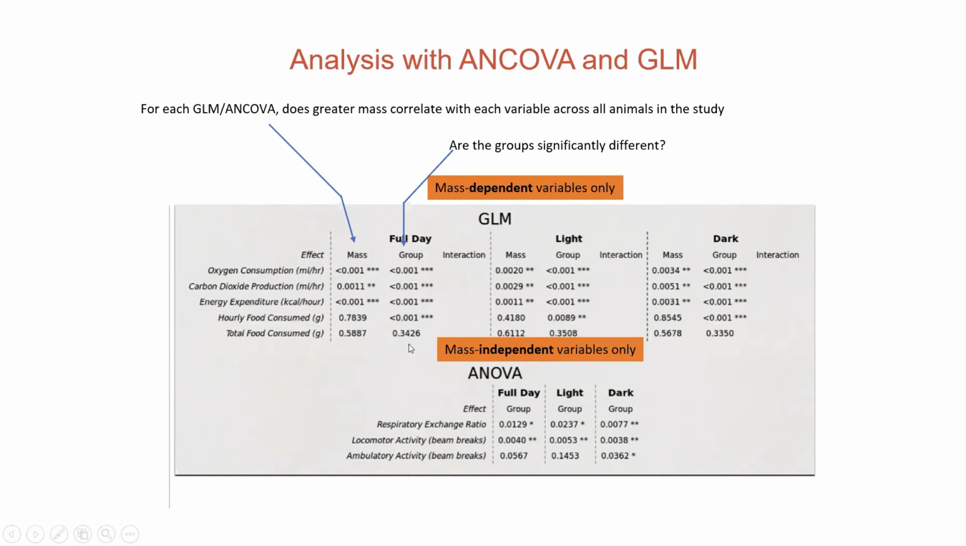group effect. So the mass effect, as we discussed, is really whether larger animals have a significantly different rate than the smaller animals. And the group effect is whether there's a significant difference between the groups that you're analyzing. And in here, there's no mass effect for these mass independent things. Respiratory exchange ratio has no mass, and therefore you just get the group effect down here.